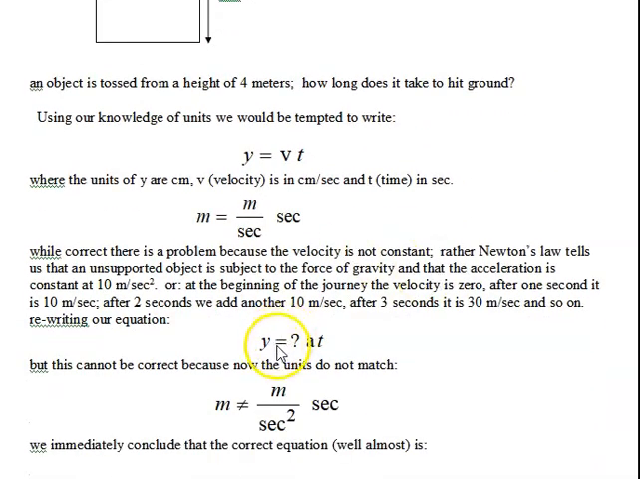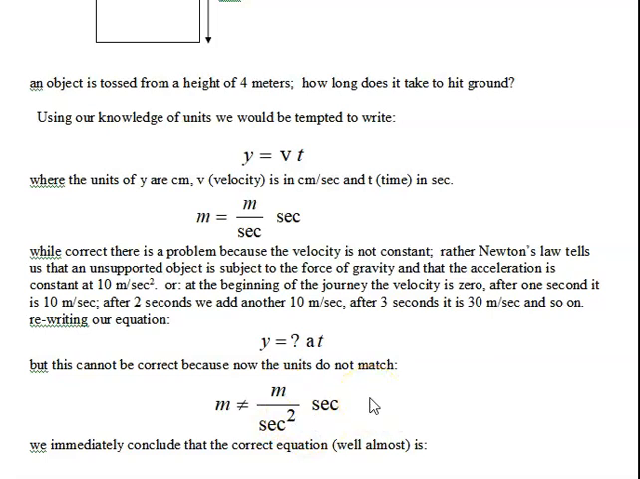So why don't I instead of taking y equals vt, take y equals at. Then I've got meters per second squared times seconds. I know a is constant. Everything's looking good except the units don't match. The units of a are meters per second squared. Units of time are seconds. So the units do not match because meters on the left side do not match 1 over seconds on the right side.